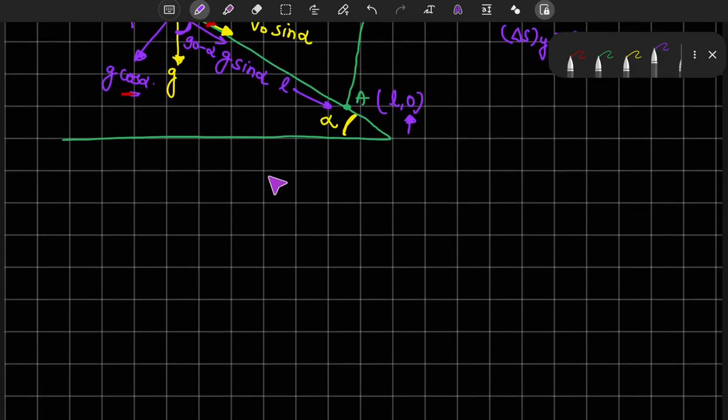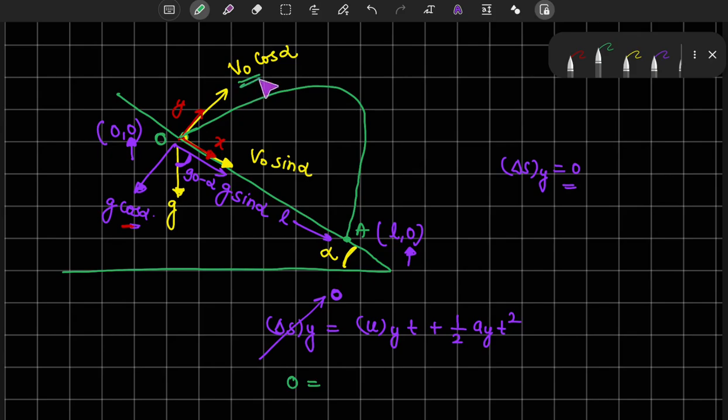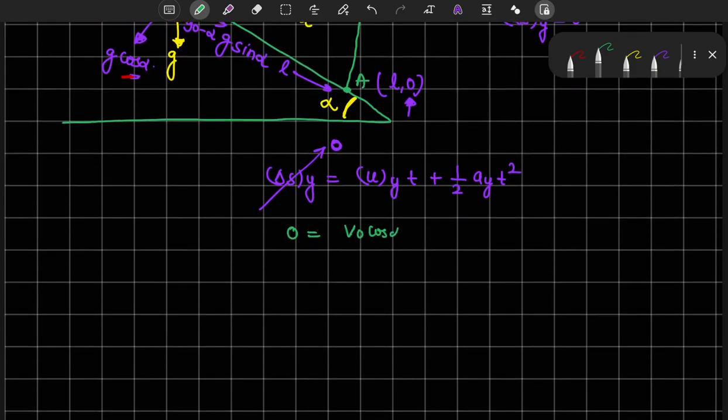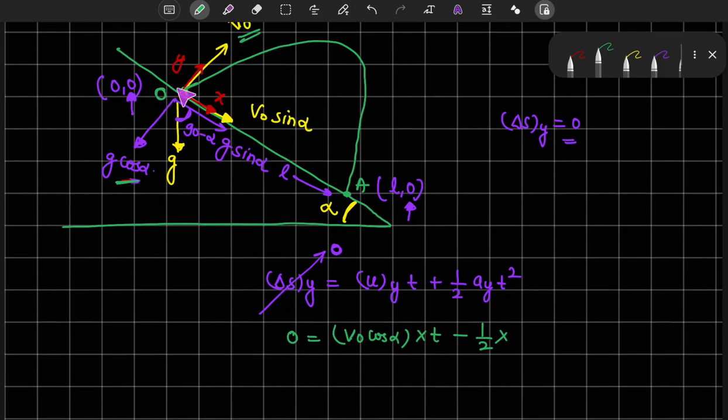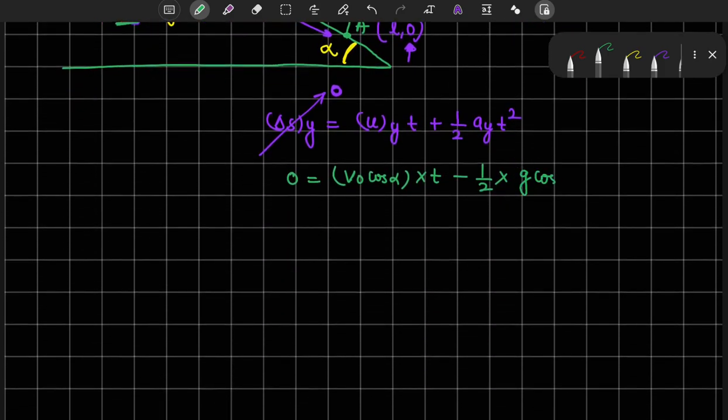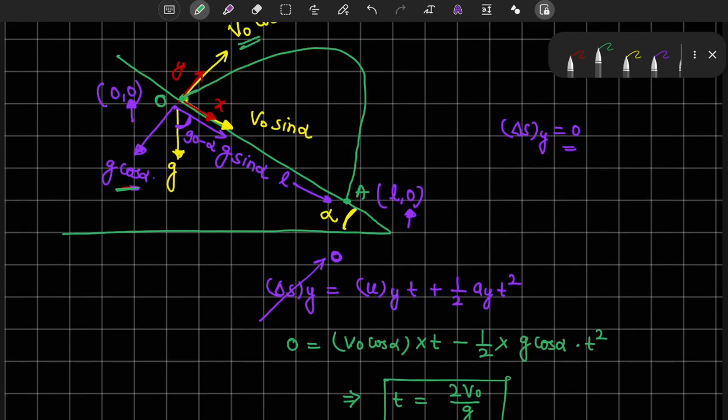Okay, so we can write the equation of motion: displacement in the y direction is equal to initial velocity in the y direction into t plus half into acceleration in the y direction into t square. The displacement in the y direction is 0, so 0 is equal to v naught cos alpha into t minus half into g cos alpha into t square, with the minus because it is in the negative y direction. So from here we get the time taken equal to 2v naught by g. This is the time required by the ball to come from point O to point A.